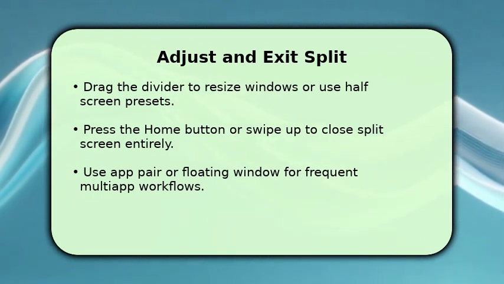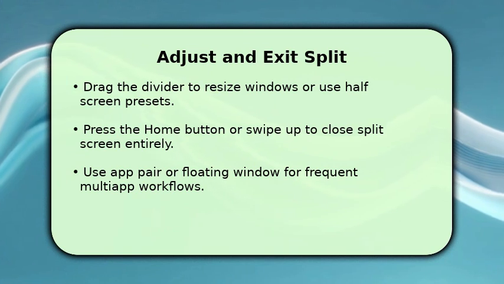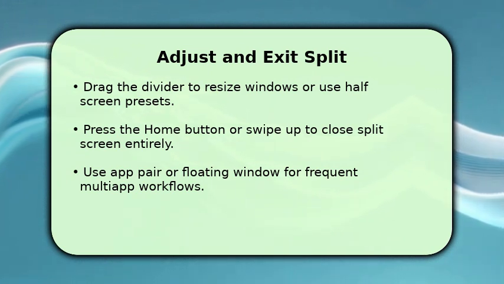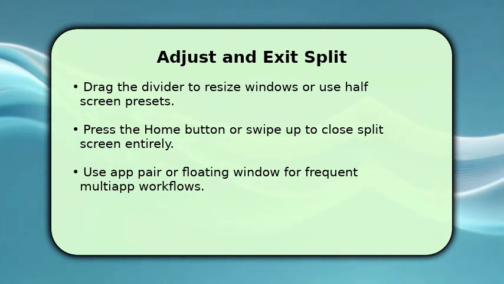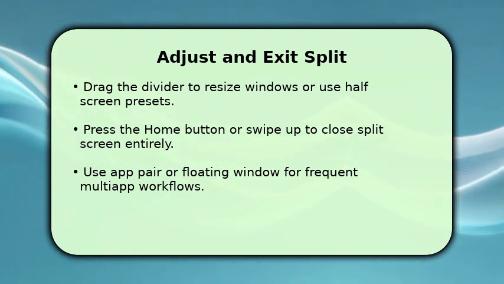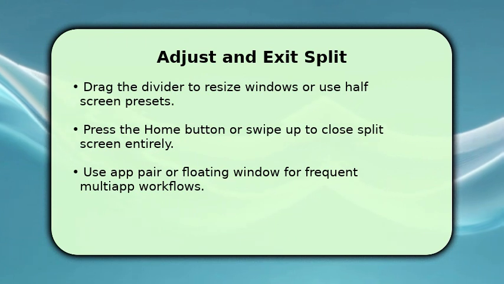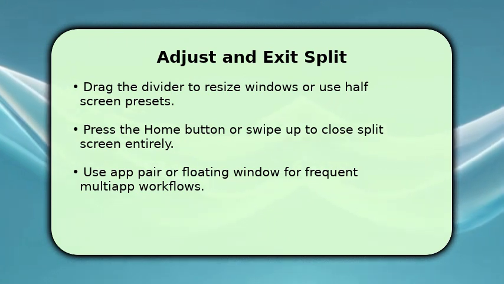Press the home button or swipe up to close split screen entirely. Drag the divider fully to the top or bottom to maximize one app. Use App Pair or Floating Window for frequent multi-app workflows and faster switching. Restart the phone if split screen behaves erratically after updates.